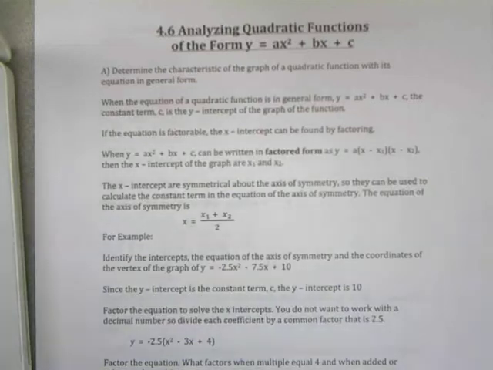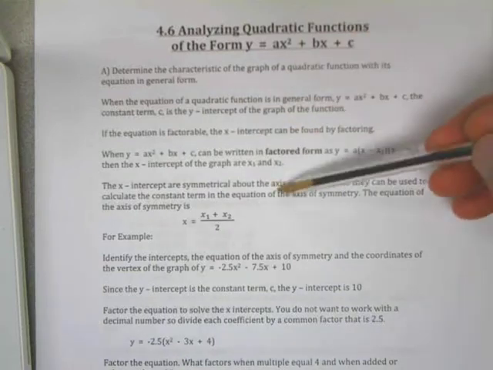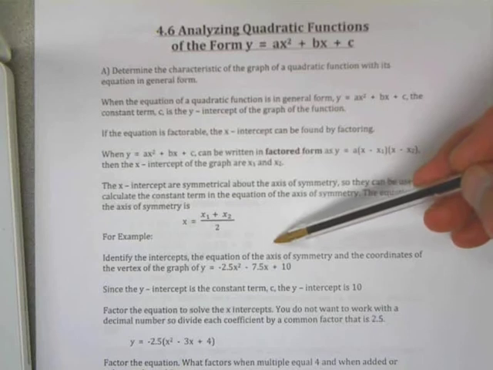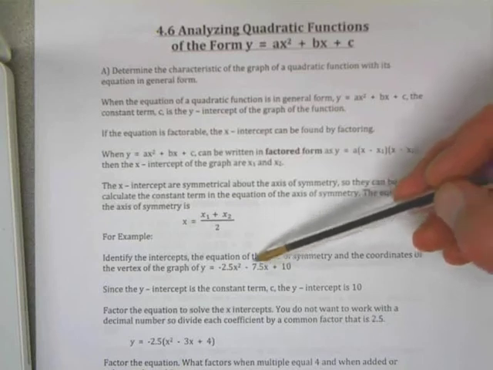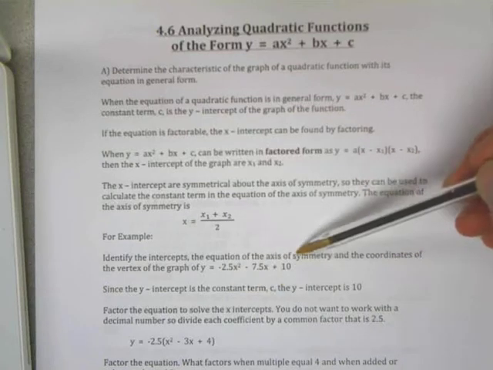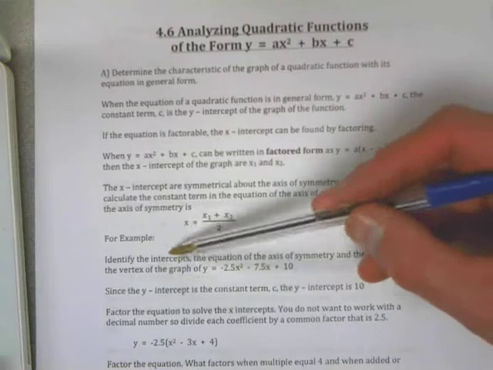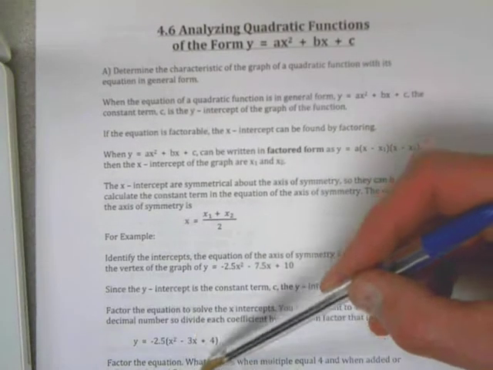Today we're going to look at 4.6, analyzing quadratic functions of the form y equals ax squared plus bx plus c, which is your general form. So once again, read the information. Take your time, see how I've gone from this equation into finding the axis of symmetry, the vertex, and the y-intercepts. Okay, so it's a little process.